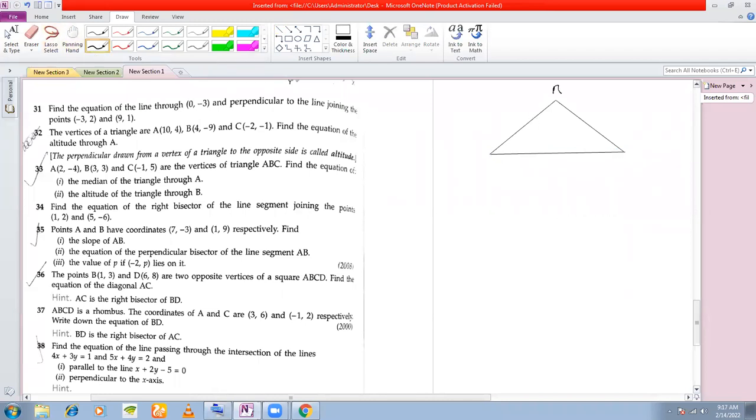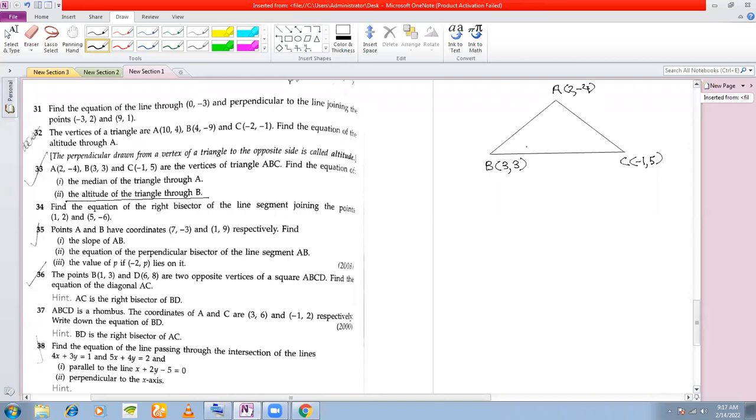We have A, you have B, and you have C. Okay, these are the vertices of the triangle ABC. Find the equation of the altitude of the triangle through B.